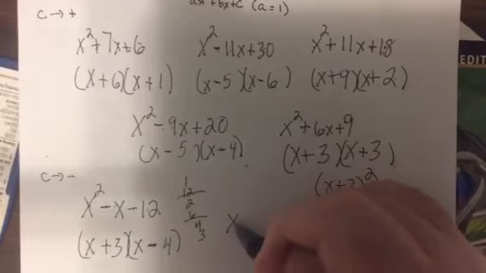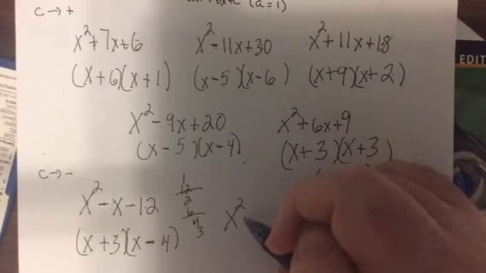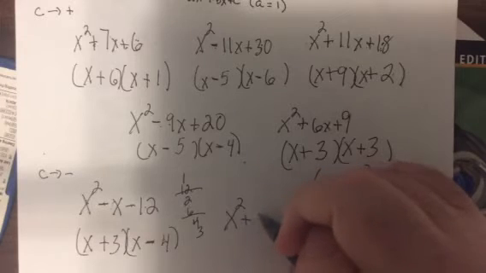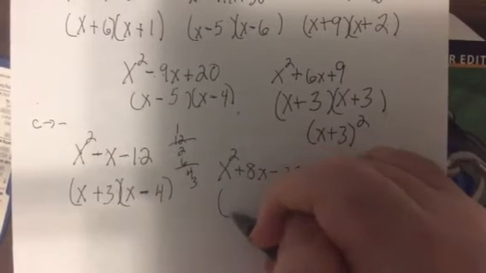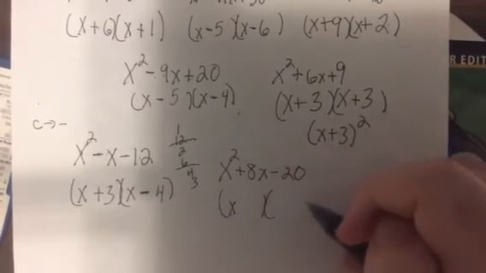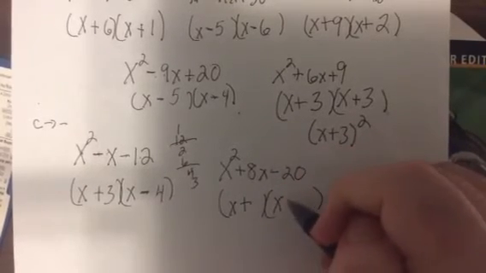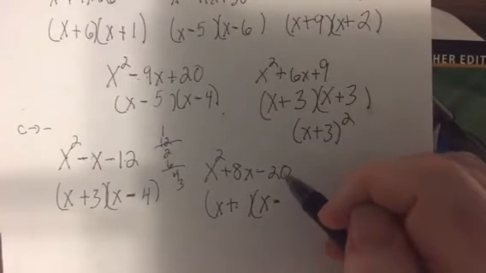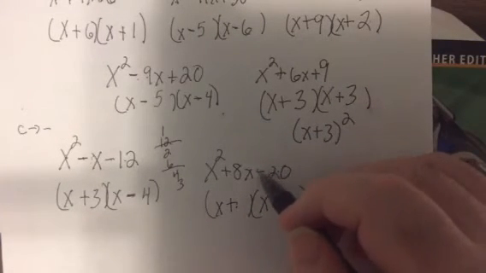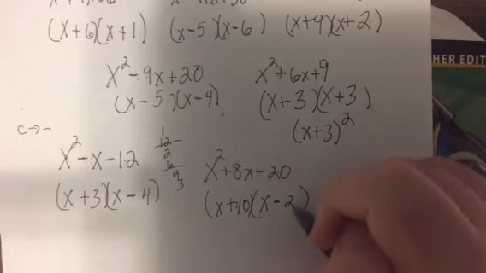So if I have x squared plus 8x minus 20, you'd go, okay, x squared's x and x. Last term's minus, so plus minus, and the middle term's plus, so the largest one goes with that sign. What do you multiply to get 20, but you subtract to get 8? And that's 10 and 2. 10's the bigger one, so it goes with the middle sign.